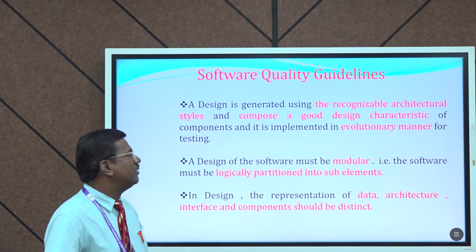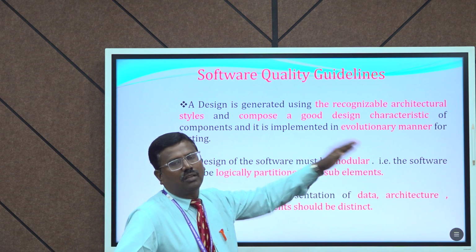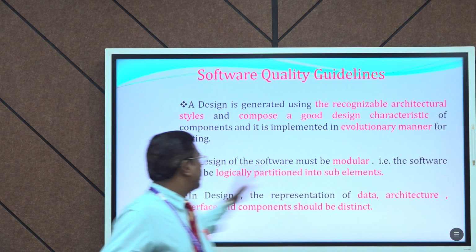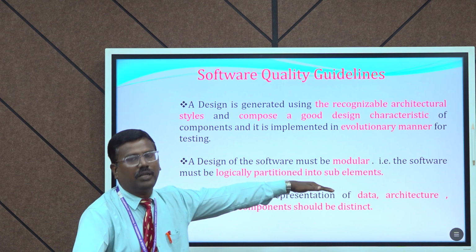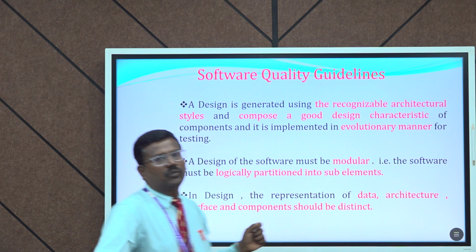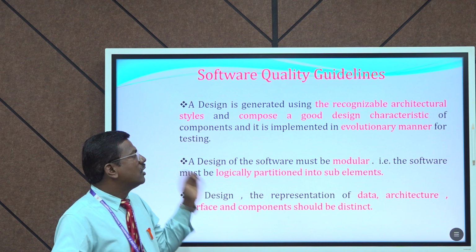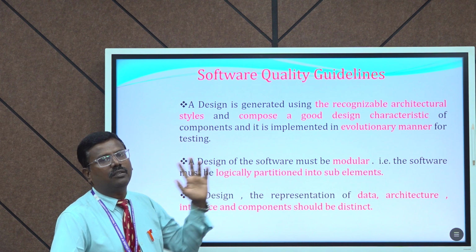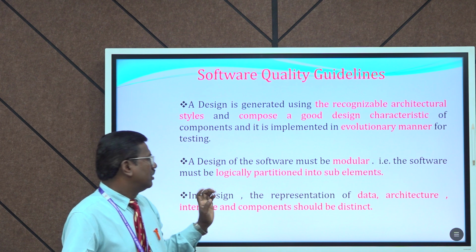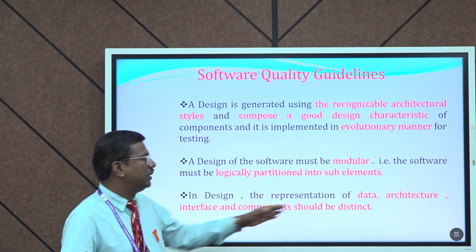Then the second quality guideline is that the design of the software must be modular. Modular means your design should be module by module. That is, software must be logically partitioned into sub-elements. For example, in a college website, these are the modules: faculty module, teacher module, and student module. So every product, every design should be divided into some modules. Then the third guideline: in representation of data, architecture, interfaces and components should be distinct.